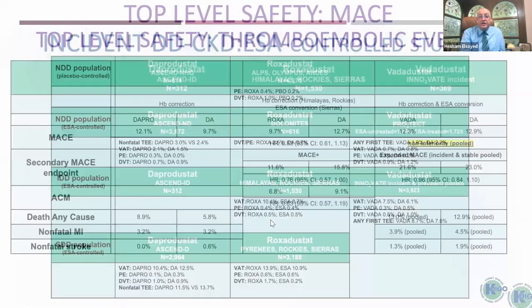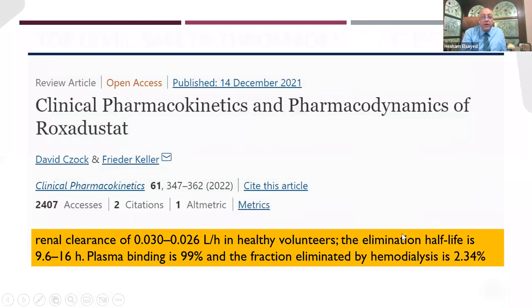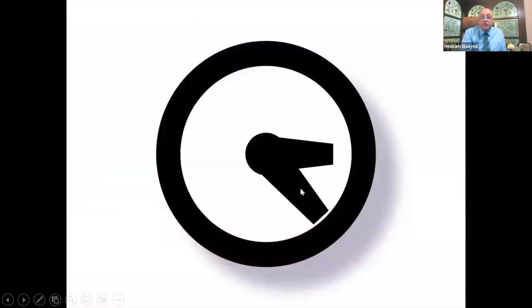Even in patients with vascular access thrombosis, if we can have roxadustat, the percent of vascular access thrombosis or thrombotic events is equivalent in both groups. So, the clinical pharmacokinetics: it could be taken orally. The plasma half-life is around 16 hours. It is totally plasma bound, so it is not dialyzable.